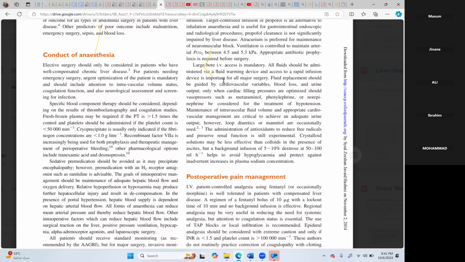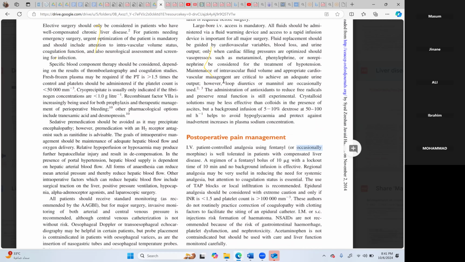Crystalloid solution may be less effective than colloids in the presence of ascites, but a background infusion of 5 to 10% dextrose. And remember one thing, don't say this as a default. Just say that these patients may be at risk of hypoglycemia, so you have to monitor the blood sugar and, if needed, give dextrose. Don't reproduce these words of a background infusion. These are the failure points. If you reproduce words like this without thinking, just because you read them in an article, that article can destroy you. These are things to build your concept. I hope you understand.